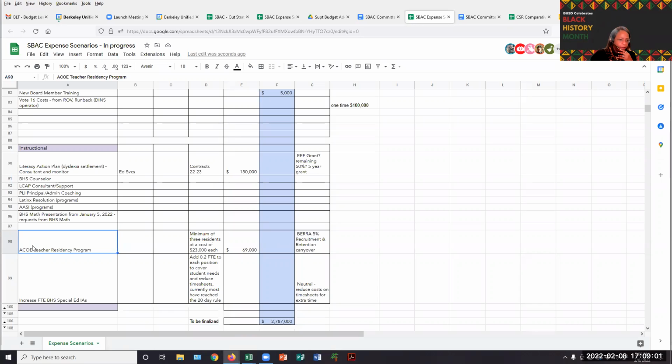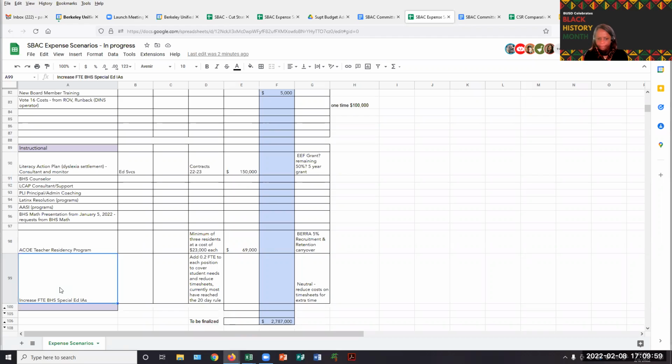And you can see that in terms of some of these proposals, the ACOE teacher residency program, they're thinking that this cost can actually be paid for by the 5% in BERA. That's for recruitment and retention. Actually, it's a carryover, so again, we'll have to work with Kathy to see if this is a home for this particular program. And of course, in terms of increasing our FTE for special ed IAs, they're currently 0.8. This is a proposal from HR to add 0.2 FTE. At this point, we think it's revenue neutral because they're going to be using existing costs from timesheets for the extra time.